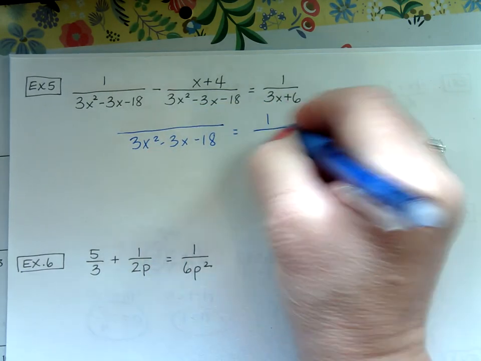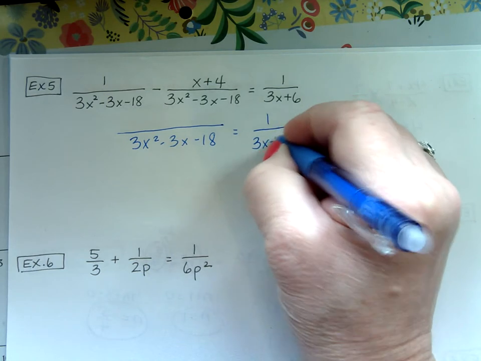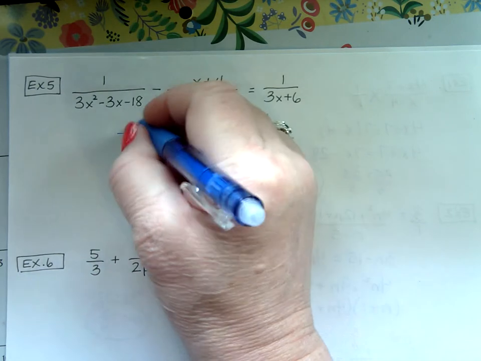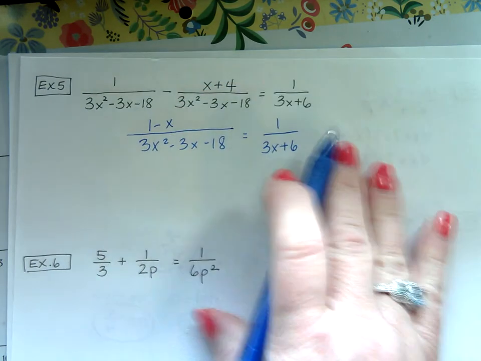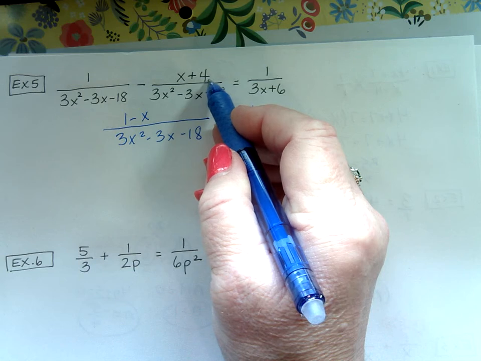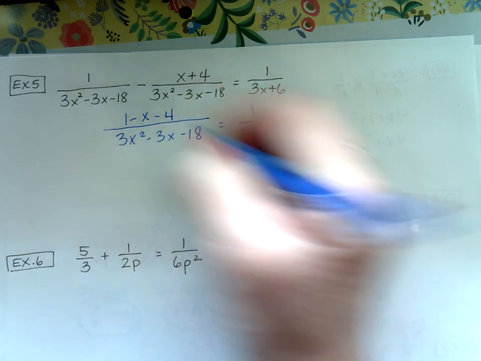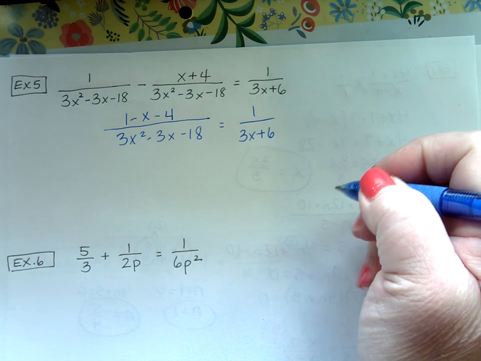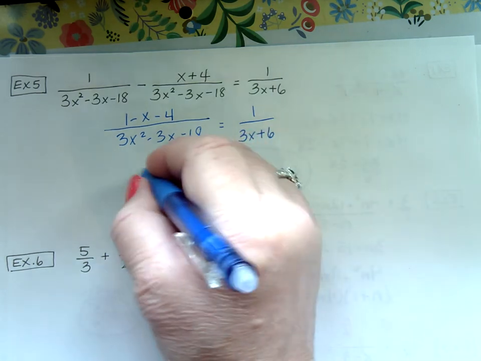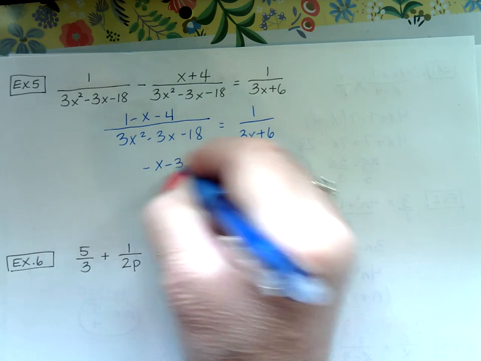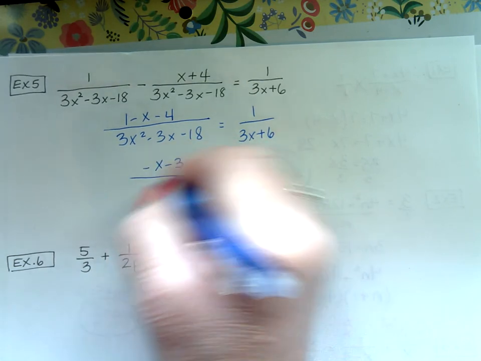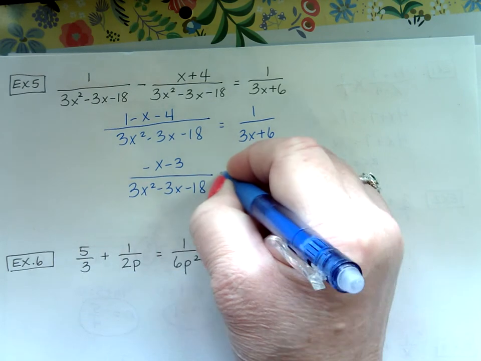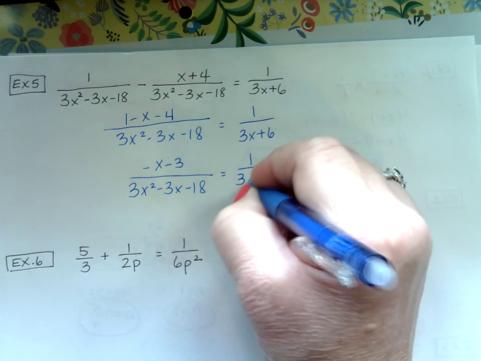Right hand side is 1 over 3x plus 6. But let's check out our numerator. It's going to be 1 minus x, and a negative distributed to the positive 4 makes this minus 4. So if I combine like terms there, I have a negative x minus 3. Negative x minus 3 all over 3x squared minus 3x minus 18 equals 1 over 3x plus 6.